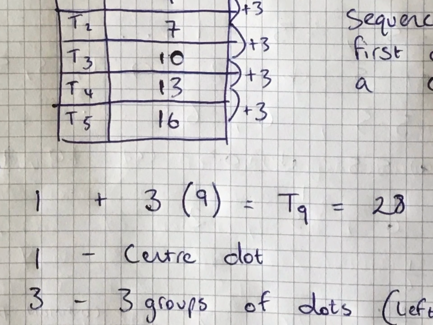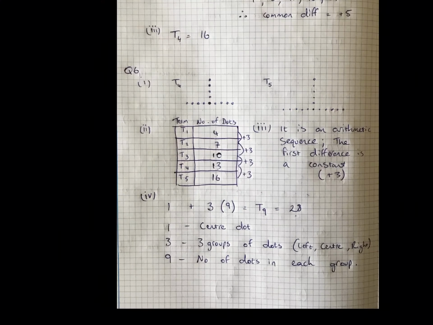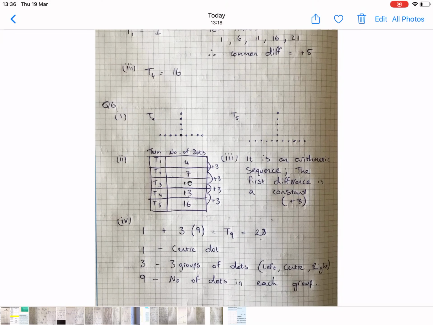So it's 1 plus 3 times 9, giving me 28. So that's how many dots. There'll be 28 dots in term 9 of the sequence. Now, I hope you'll be able to use that to answer question 8. And we're going to move on today to look at a few others. Thank you very much.